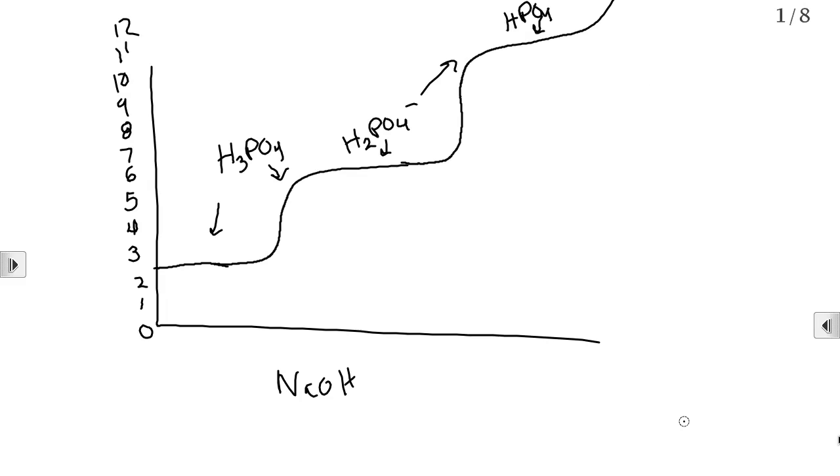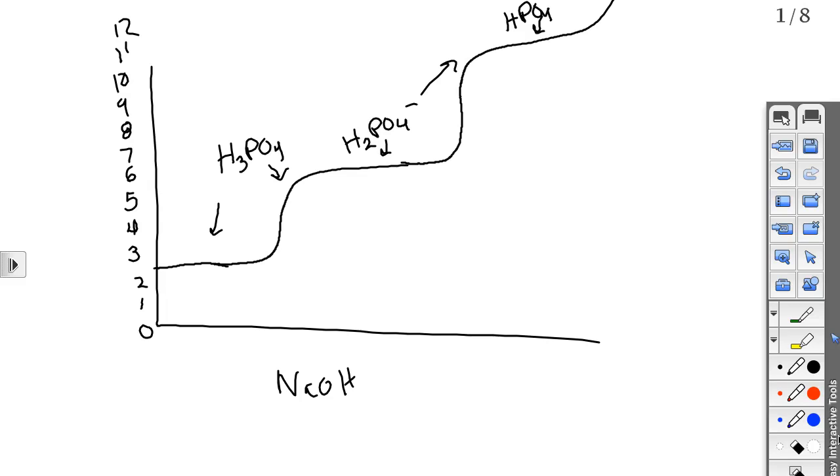Phosphate. Yes. Right. And so your phosphate would be your conjugate base or the hydrogen phosphate. Right. And so just basically one hydrogen is lost at a time.